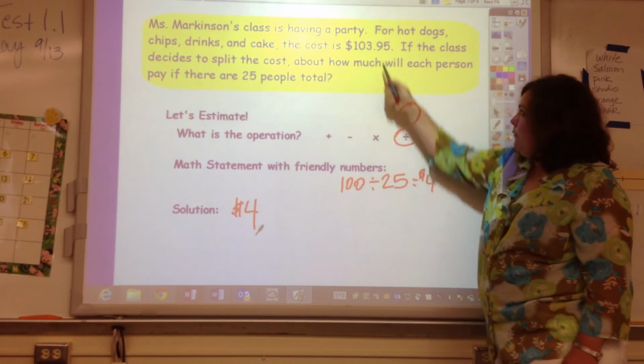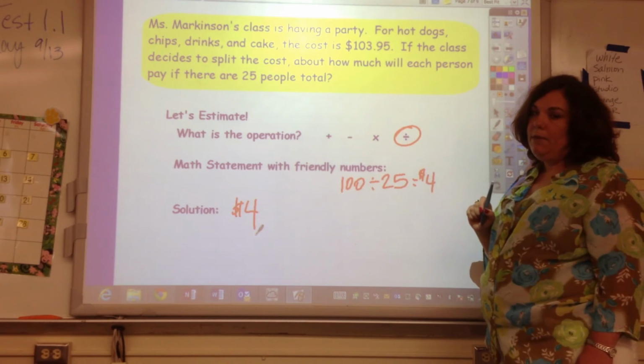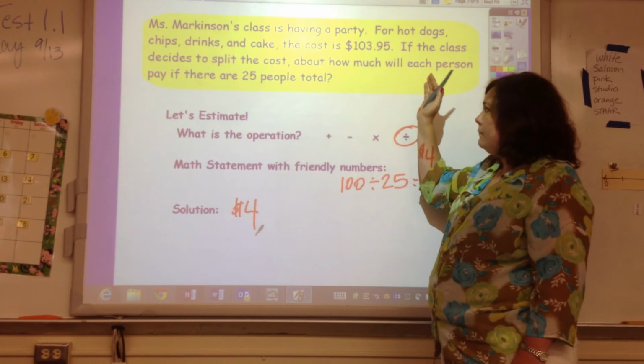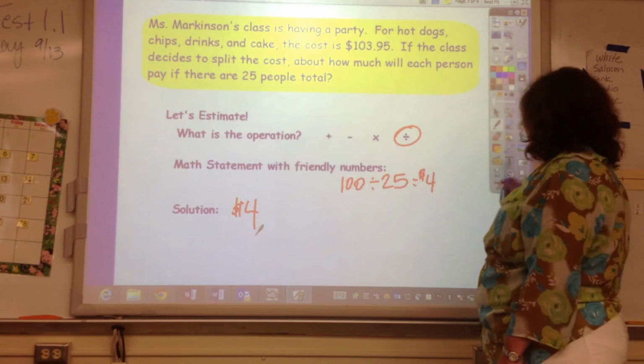So again, 103.95 is close to 100. But I don't want to go 105. I don't want to go much higher than that. So I want to stick to 100. So it's about $4.